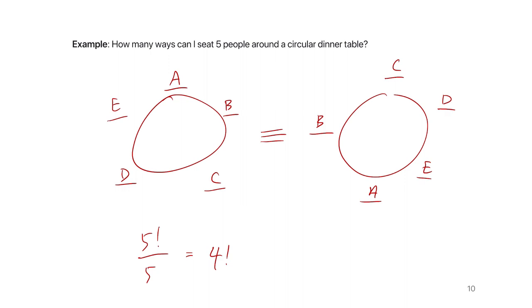Is that clear? And so a way to think of that is, say, fix one person to be in one specific spot. How many ways can you arrange everyone else? And then you get 4 factorial. Right? And you wouldn't have to deal with this overcounting. You could say, fix A in this spot, and now you just arrange everyone around A. Okay? 4, 3, 2, 1, and that also gives you 4 factorial. So any questions with this example?